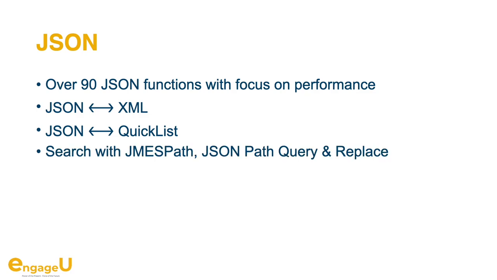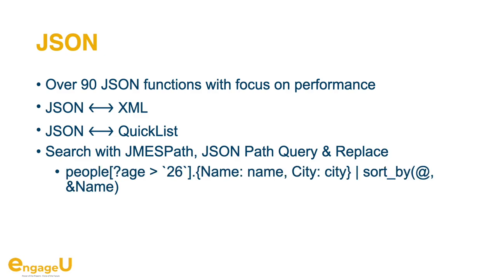And then we have JSON parse, JSON query, and JSON search and replace. So you can find things in a JSON and replace it, or you can just make queries like here. Find me in the people array everyone above 26, give me their name and city, and sort it by the name. Like you can do queries against JSON. Very useful if you use web APIs and you need to process the results.